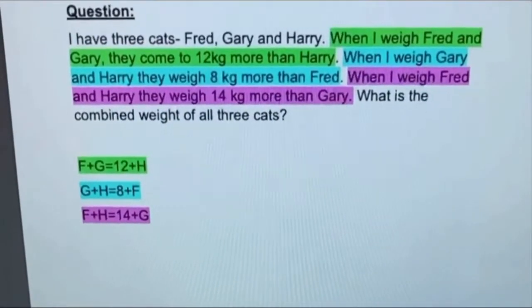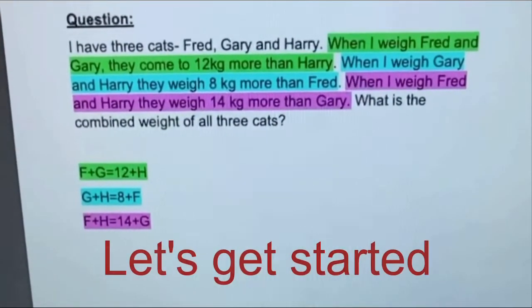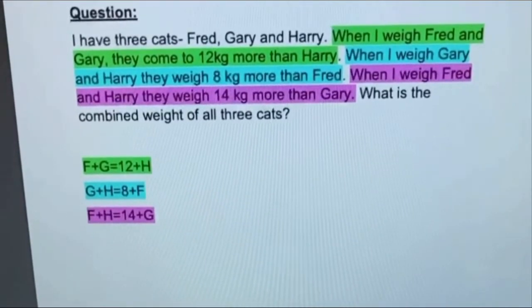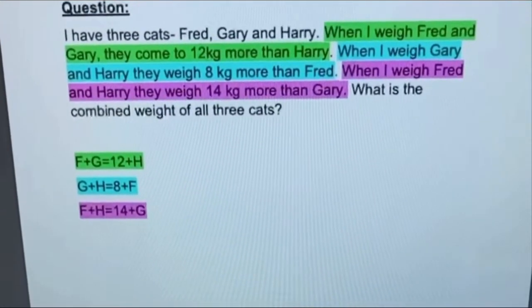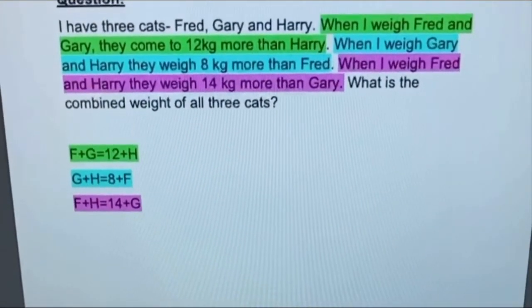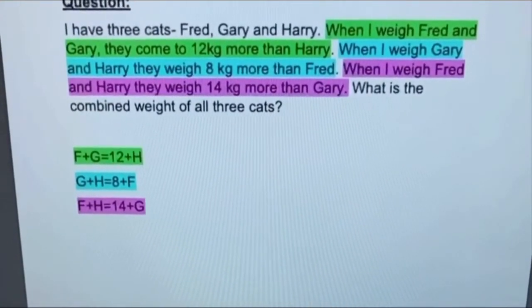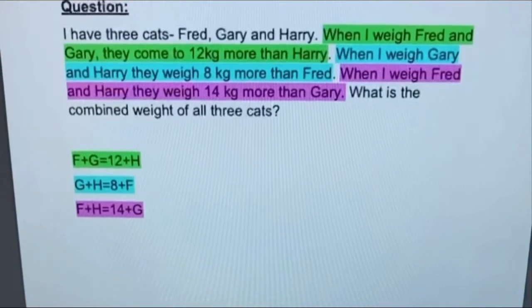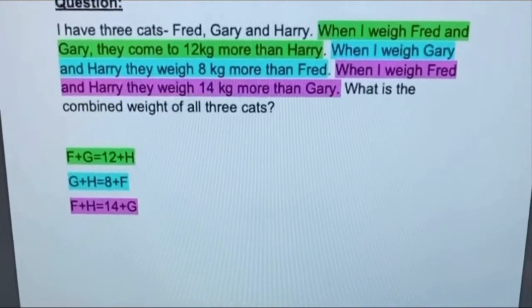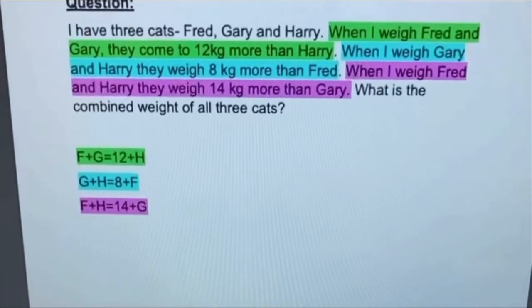Hi, today we are going to go over this question. So I have three cats, Fred, Gary and Harry. When I weigh Fred and Gary, they come to 12 kgs more than Harry. When I weigh Gary and Harry, they weigh 8 kgs more than Fred. And when I weigh Fred and Harry, they weigh 14 kgs more than Gary. And we need to find what is the combined weight of all three cats.